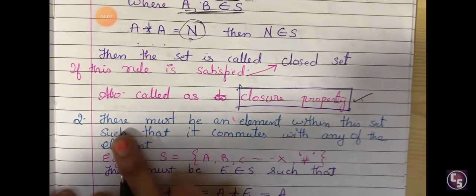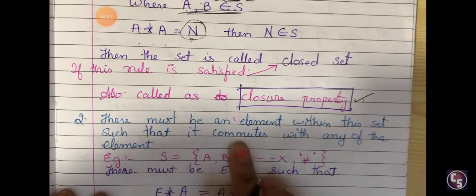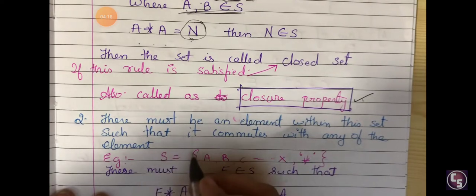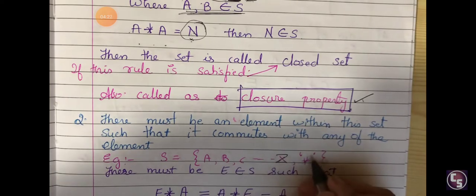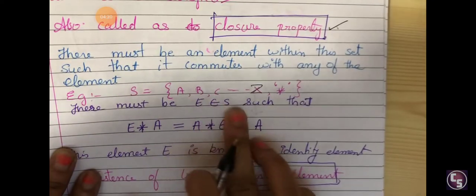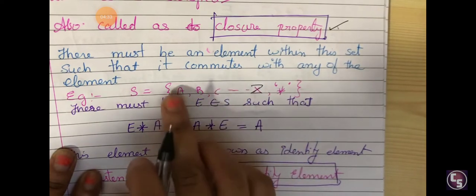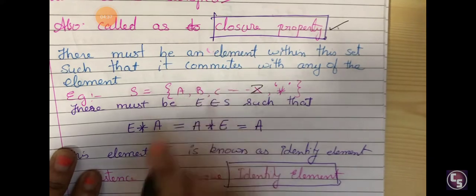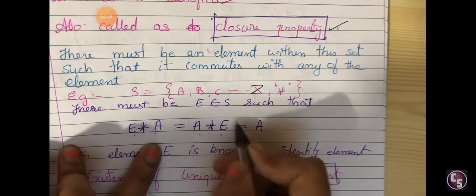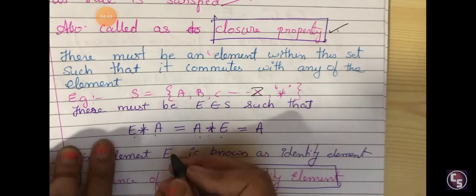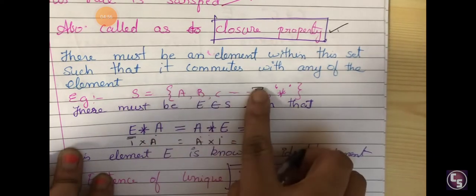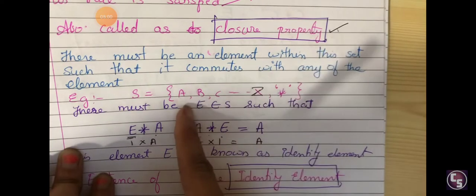The second rule says there must be an element within the set that commutes with every element. Taking the same example, S contains A, B, C, D till Z, multiplication is the binary operation, and suppose E belongs to set S. If I do the binary operation with E and A, then E multiplied by A gives the same result as A multiplied by E, and suppose this answer is A. For example, 1 into A and A into 1 both give A. So in this set, there is at least one element which, multiplied with another element, gives the same element.